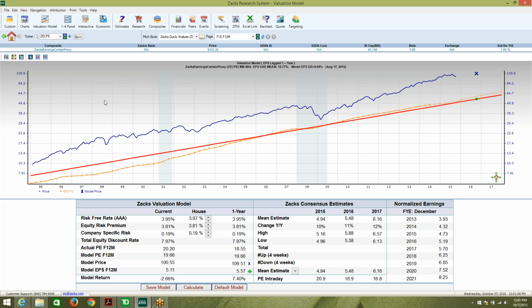ZRS uses the very same bottom-up reconstruction methodology to generate forecast earnings per share growth and present intrinsic value. This type of analytic functionality is not found anywhere else on the market.